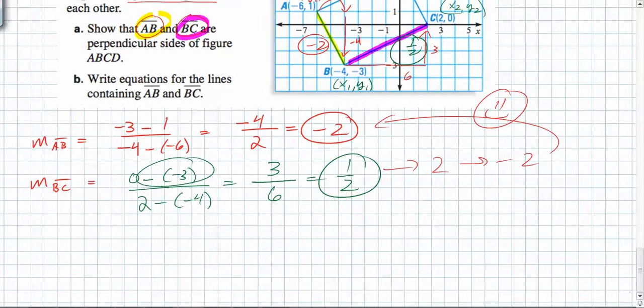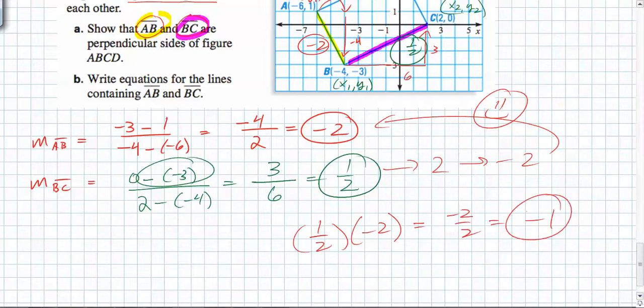Another way to check to see if two lines are perpendicular, for the opposite reciprocal property of their slopes, is multiply their slopes together, 1/2 times negative 2. You end up with negative 2 over 2, which is negative 1. If two numbers multiply together to get negative 1, they have to be opposite reciprocals of one another.